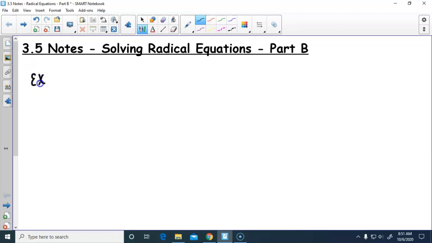So our first example is going to be the square root of x plus 10 equals 5 minus the square root of 3 minus x. And so this is different than the problems that we've seen so far because we have two square roots in this particular problem. And we can't combine those square roots. We also have a number outside of the square root.